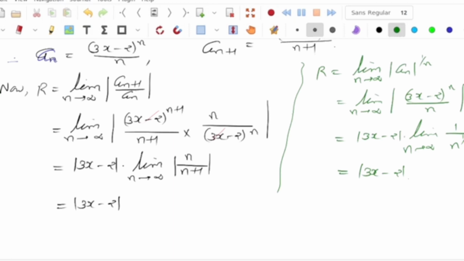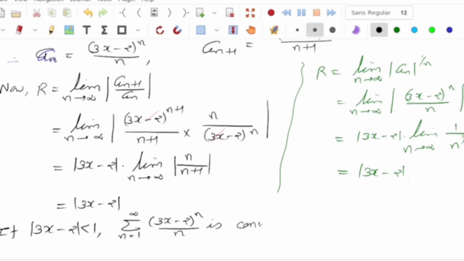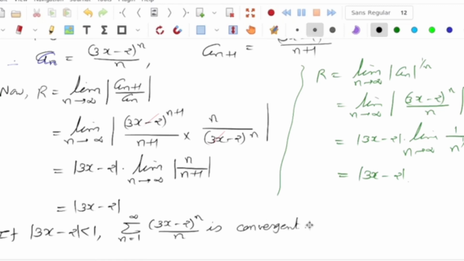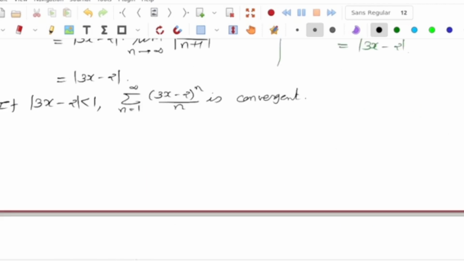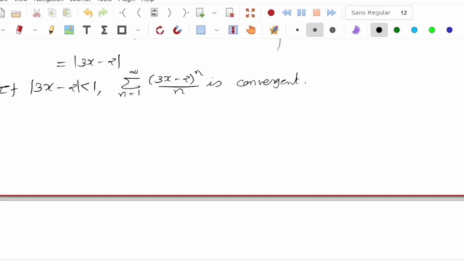Right. Now the same analysis we have when r is less than 1. That is, if the absolute value of 3x minus 2 is less than 1, the series summation of 3x minus 2 raised to n upon n, from n equal to 1 to infinity, is convergent. Let me mention here n is equal to 1, not n is equal to 0. Otherwise it is divergent: if the absolute value of 3x minus 2 is greater than 1, then the series is divergent.